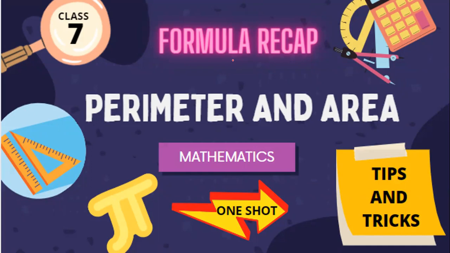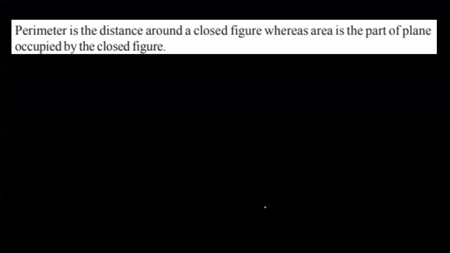In today's video, we are going to do a formula recap of class 7 maths, perimeter and area, with some interesting logics, facts, and tips and tricks all in one shot, which is perfect for a revision. So let's get started. First of all, perimeter is the distance around a closed figure, whereas area is the part of the plane occupied by the closed figure.